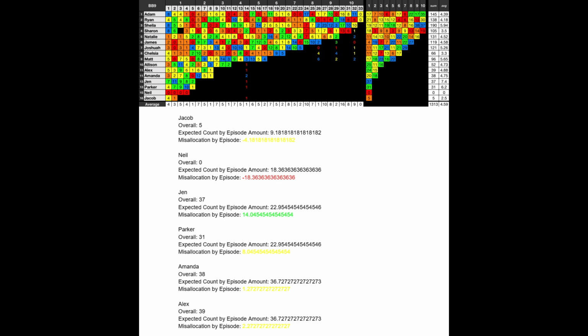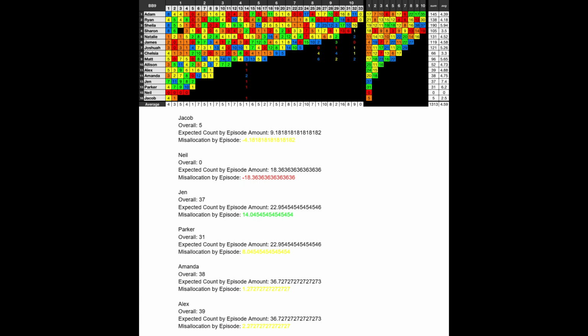Jen has an overall diary room count of 37. Her expected count by episode amount is 22.95. So she has 14 more diary rooms than she should have had. Though obviously this happened due to her being nominated and being a part of the Power Couple twist, and being a part of the main twist of the season.